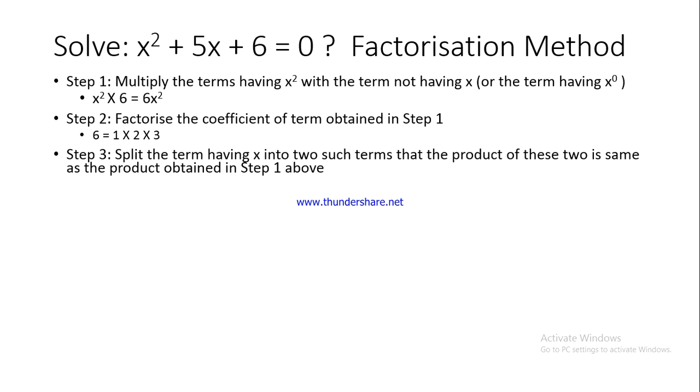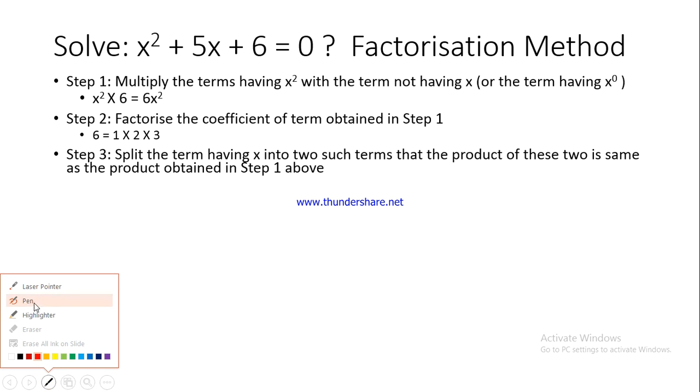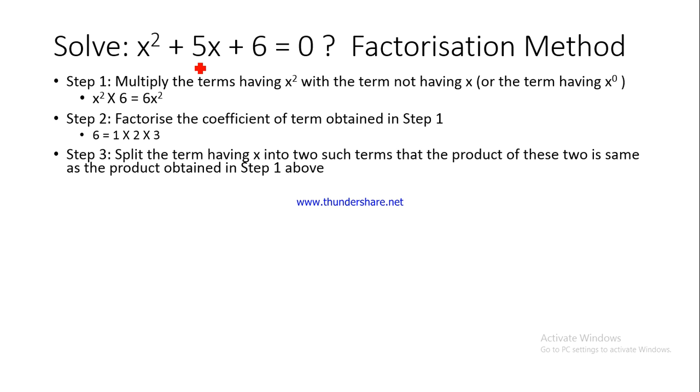So you have to split the term having x into 2 such terms that the product of these two is same as the product obtained in step 1 above. So let us understand this phrase by phrase. Split the term having x. Now where is the term having x? This is the term having x. And you also have to worry about the sign. So basically x, right? So this is a term having x, and you have to break it down into 2 such terms that the product of the 2 terms is same as the product obtained in step 1 above.